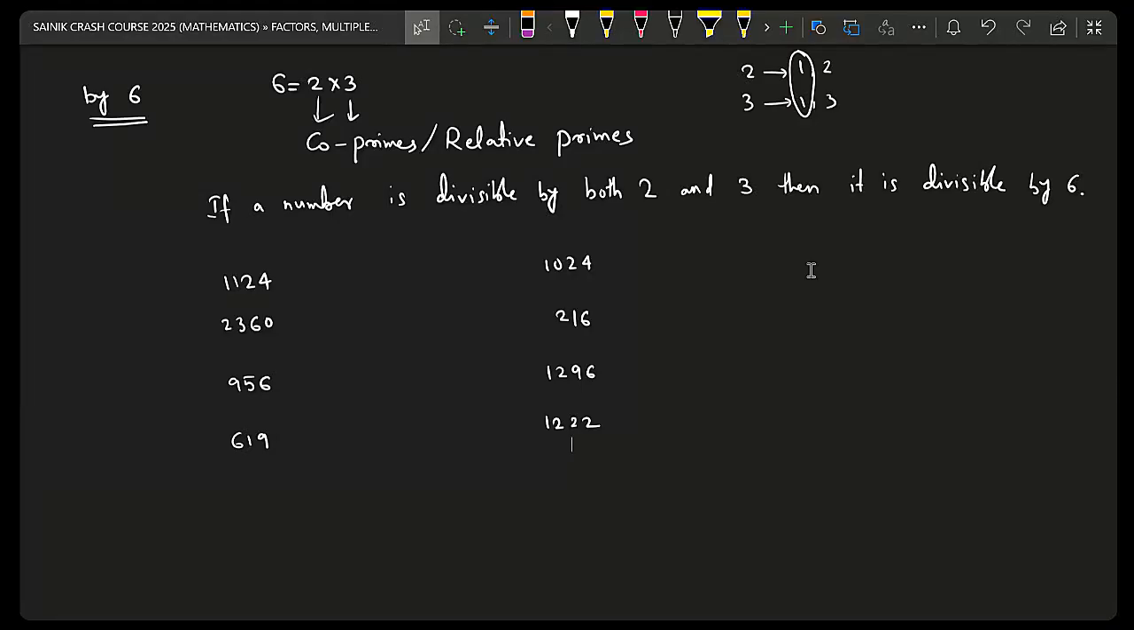Wait a minute, Vishwajit. Why are you checking the last 2 digits for 3? What is the divisibility rule for 3? You forgot. Sir, the sum of all digits. Then why are you checking the last 2 digits?